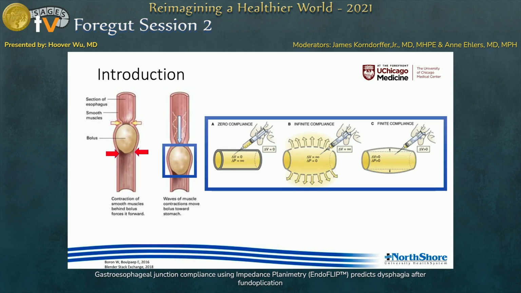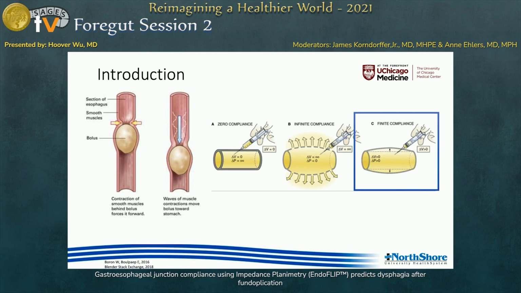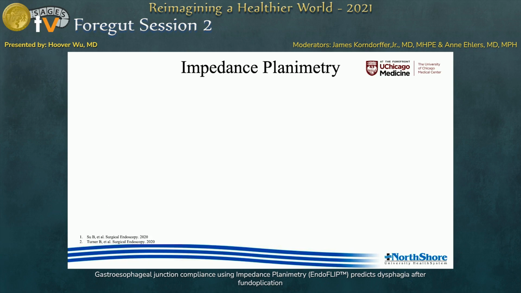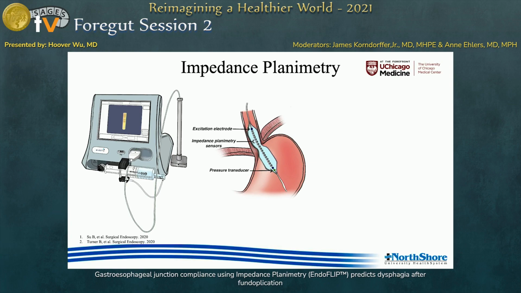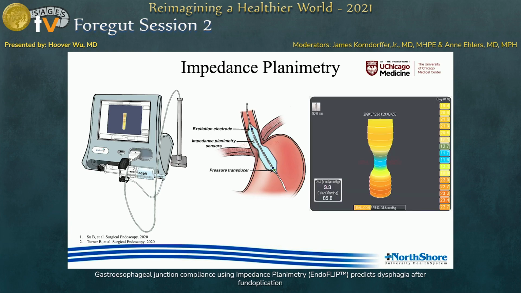Shown here are examples of compliance. Low compliance represents an increased stiffness, while high compliance, a completely pliable hollow organ. Finite compliance can be applied to the gastroesophageal junction. So impedance planimetry, based on the functional lumen imaging probe, FLIP, measures the dimensions and pressures of the gastroesophageal junction. The balloon catheter shown here inserts through the gastroesophageal junction, resulting in the corresponding image on the right with the red arrows indicating the gastroesophageal junction.